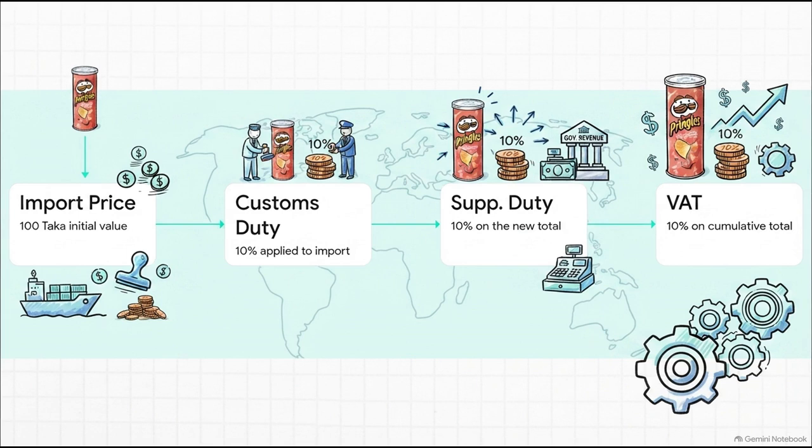These taxes actually compound. So if the base import price is 100 taka, the government first applies a 10% customs duty, bringing the value up to 110. Then a 10% supplementary duty is applied, but not on the original 100. It's on the new 110, which pushes the value to 121. And finally, a 10% VAT is tacked onto that cumulative 121. It's this cascading layer of taxation that rapidly multiplies the revenue generated from just a single product.